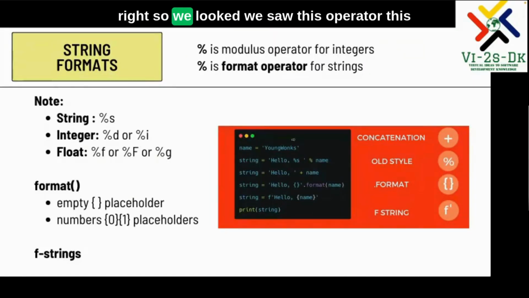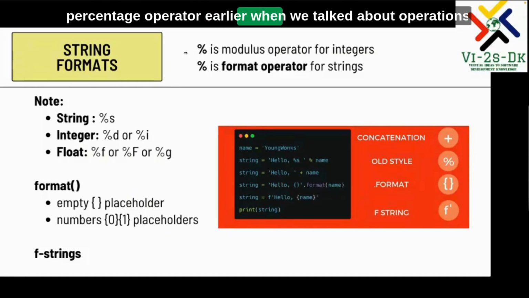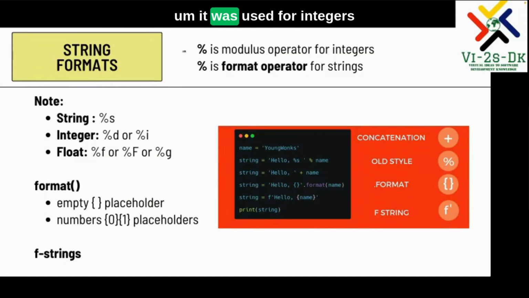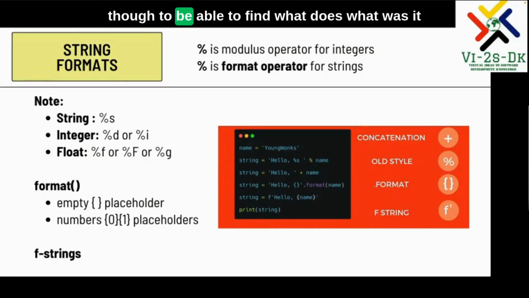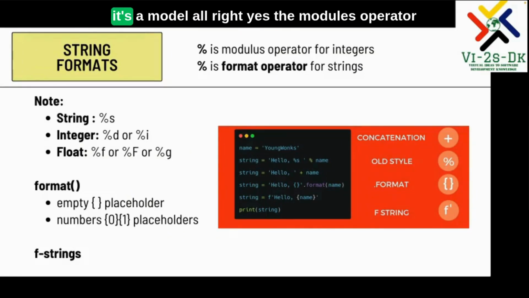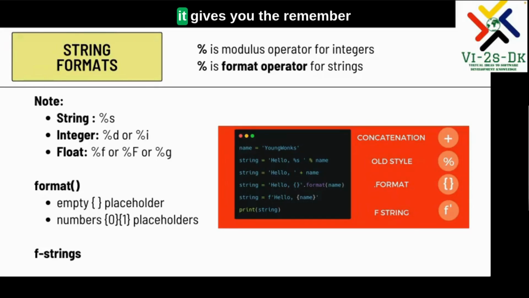All right. So we saw this operator, this percentage operator, earlier when we talked about operations. It was used for integers though. What was it giving us again? It's a modulo, right? Yes, the modulo operator. So it gives you the remainder. So if you divide any number by 2 and the modulo operator returns any value other than 0, it's not even, right? But with strings, that percentage sign is a format operator.